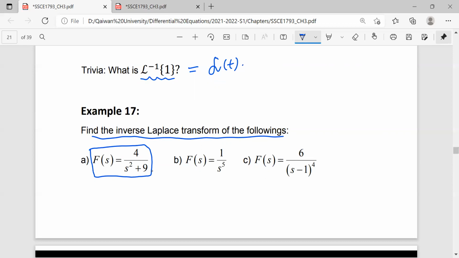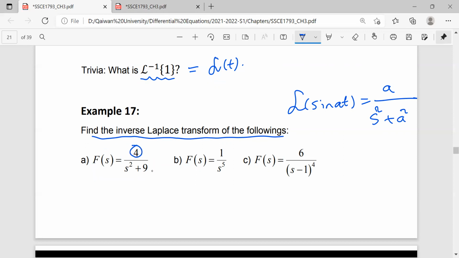Look, for sine, we say the Laplace transform of sine at equals a over s squared plus a squared. So we must have a in the numerator also. Here, this is 4, so we must have 3 there. We multiply it by 3 and divide by 3, and we take that 4 out of the Laplace inverse.